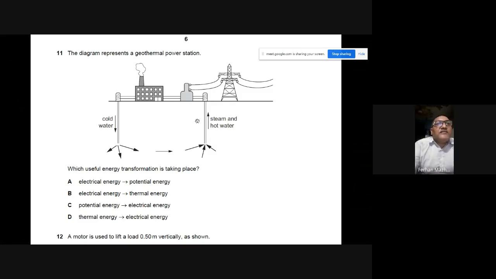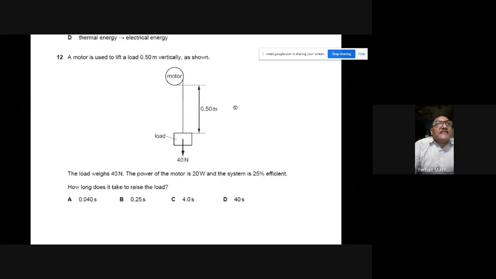Question number 12 is on your screen. He says a motor is used to lift a load 0.50 meter vertically as shown. The load weighs 40 Newton. The power of the motor is 20 watt and the system is 25% efficient. How long does it take to raise the load? The input power is 20 watt and the efficiency of the system is 25%.